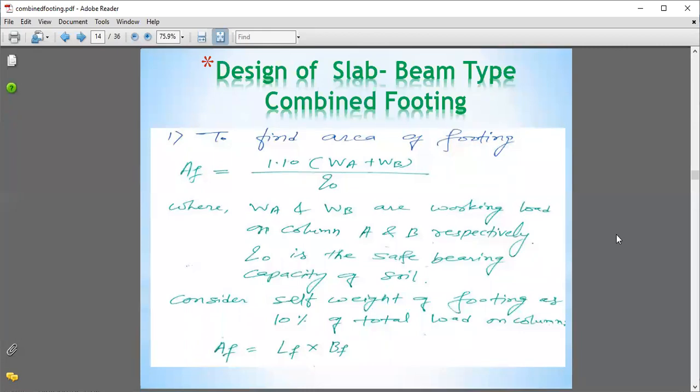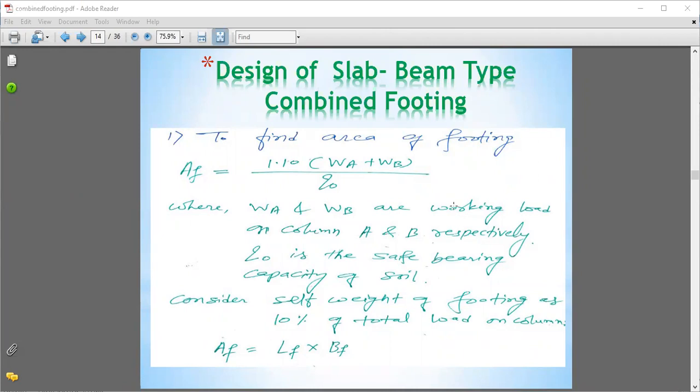Depending on whether the footing is rectangular or square, if that footing is square then AF is equal to L into B, where L is equal to B for the square section. If it is a combined footing, a different type of footing like a rectangular footing, then L will be different and B will be different. So that is step number 1 for the calculation of the combined footing, which is to calculate the size of the footing with respect to the area.